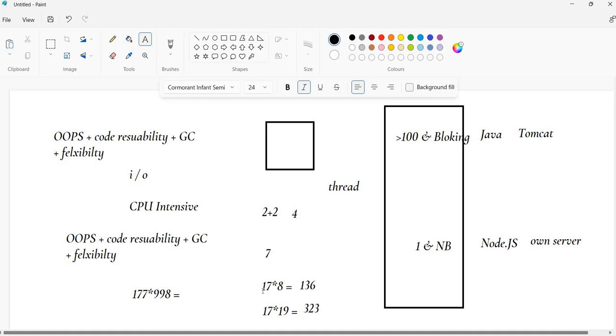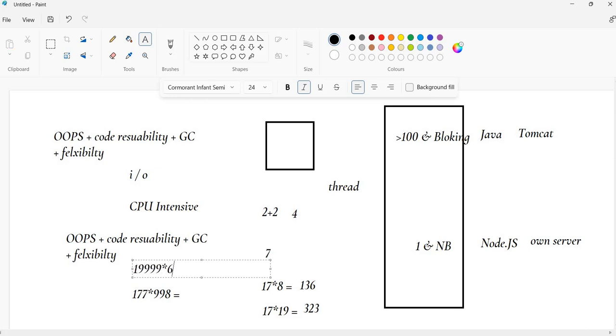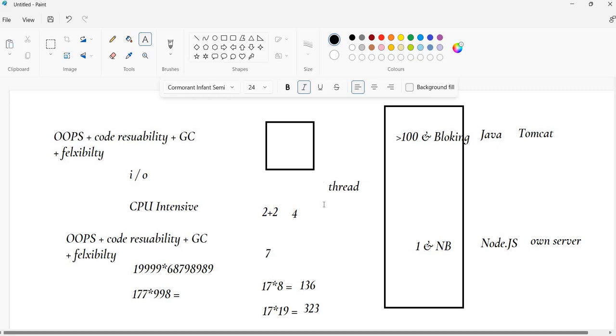If you calculate 2 plus 2, it's easy. If you want to calculate 17 into 8, it will take some more time. If you want to calculate 17 into 19, it will take much more time. If you want to calculate 117 into 998, it will take some extra time. Suppose you want to calculate something bigger, it will take much more time. At that time we need the thread, because the thread interacts with the CPU and all these things. Without a thread we can't do this calculation.